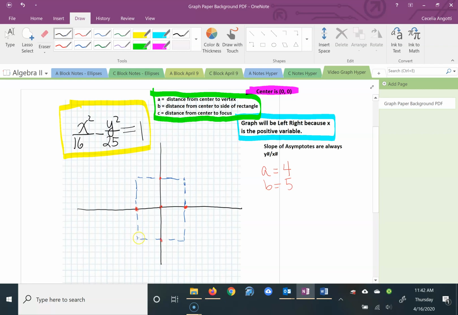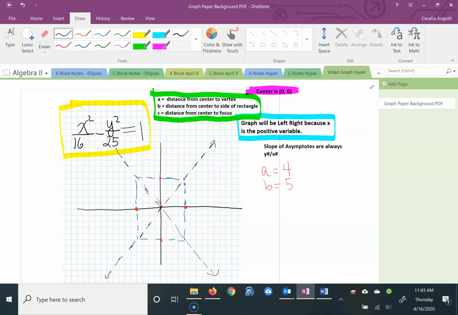And I'm not using a ruler here, so excuse my bad drawing. Your asymptotes travel through the corners of your rectangle. So there's your first asymptote, and your second asymptote would be here. Okay, and we'll get to those equations in a second.